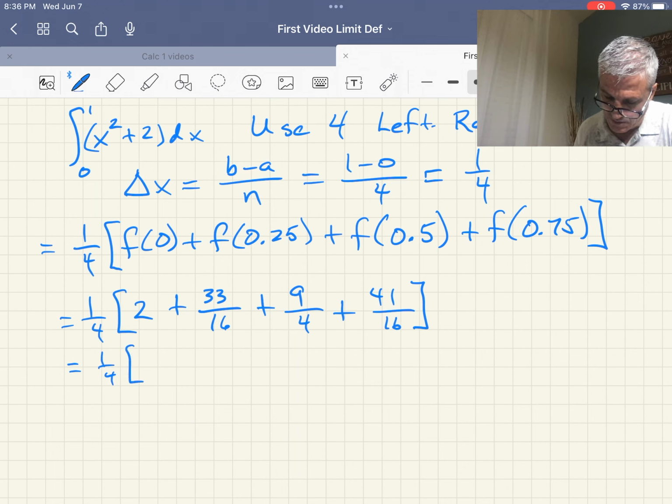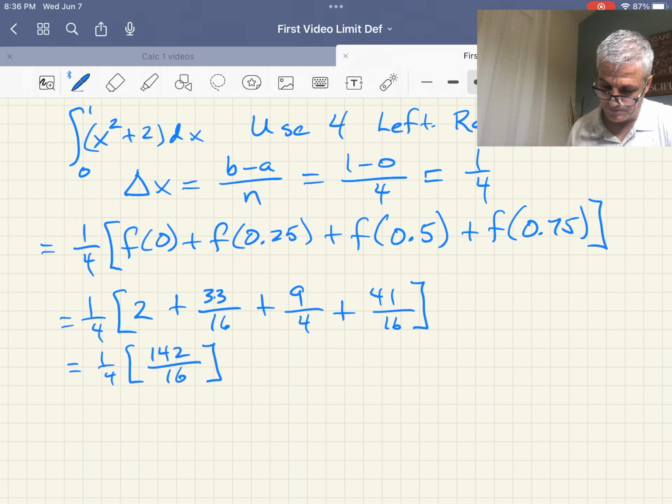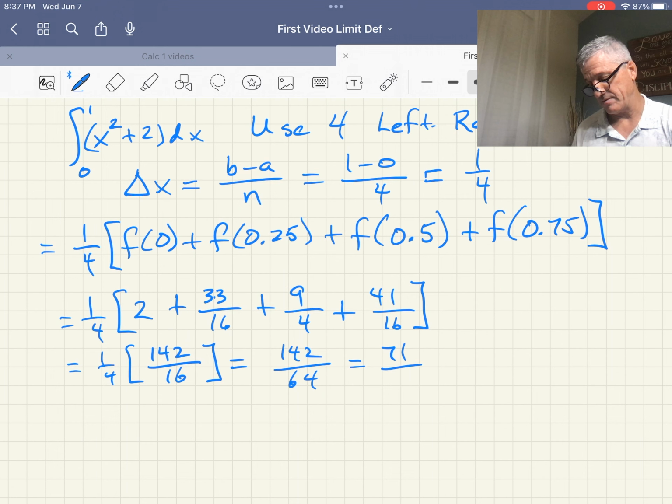Okay, so this would be 1/4. Now, I've got a common denominator of 16, so that's 32, plus 33 is 65. Got to multiply that by 4, and so that gives me 36. 36 and 65 is 101, plus 41 is 142. So 142 over 16. Okay, and then that's going to give me 142 over 64. I can reduce that, if I divide it by 2, I get 71 over 32.